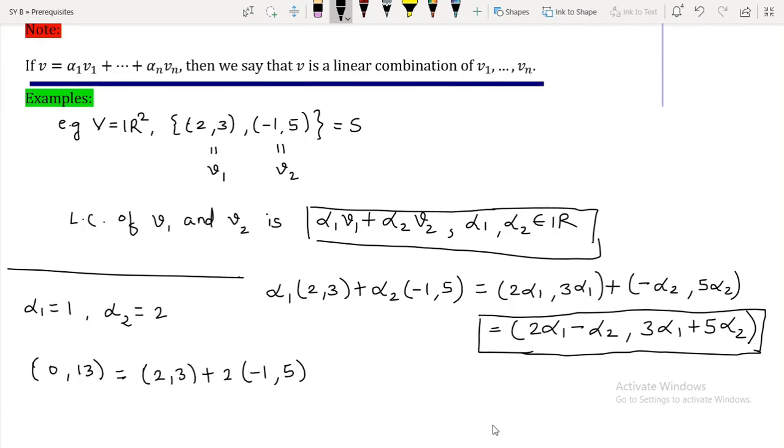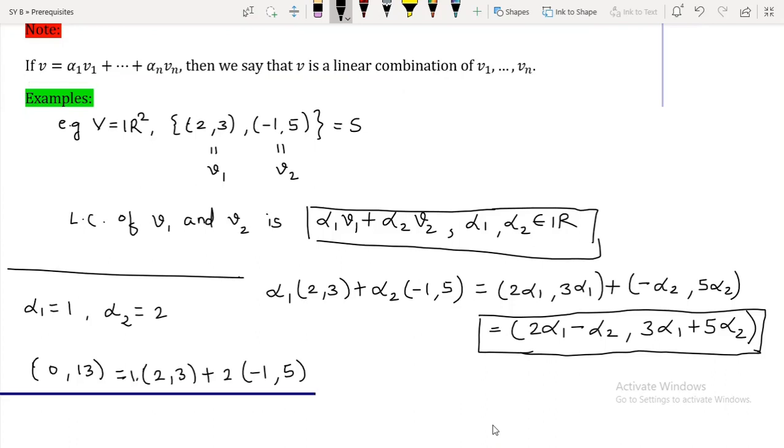So if V is equal to alpha 1 V1 plus so on alpha n Vn, then we say that V is a linear combination of V1, V2 up to Vn. Now over here, you can say my alpha 1 is 1 and my alpha 2 is 2. So it means that this (0, 13) is a linear combination of (2, 3) and (-1, 5).